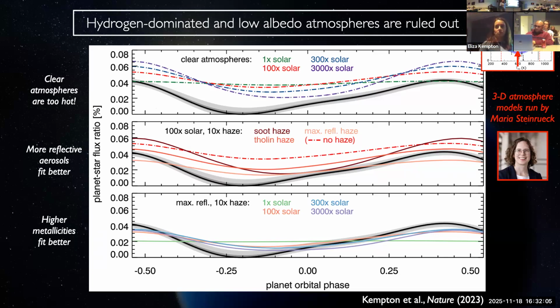So these general circulation models are computationally expensive. We can't run a whole parameter sweep. So we're just looking for families of models that provide an improved fit to the data. And that requires thick reflective hazes and high mean molecular weight composition.